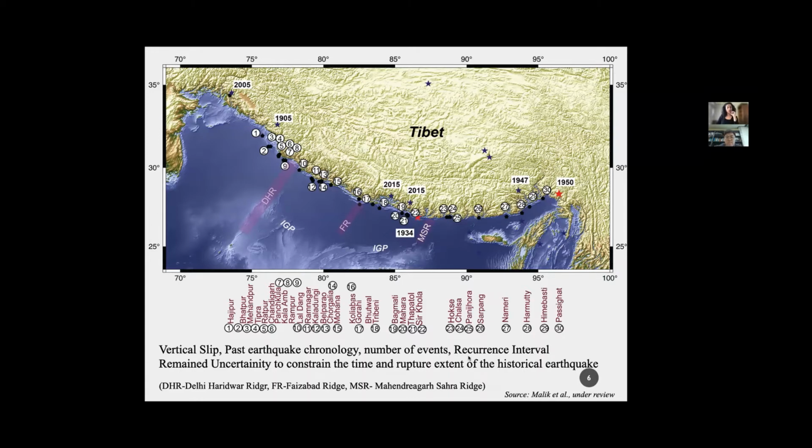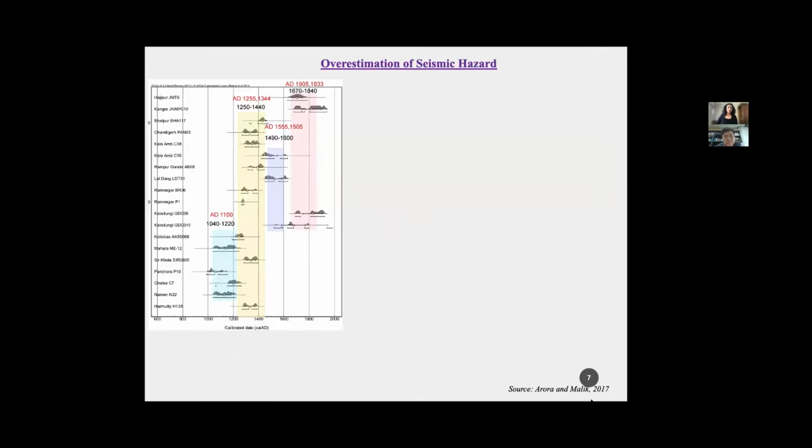However, despite having so many trenches, there is still some uncertainty to constrain the time and rupture extent of the historical earthquakes. So I decided to highlight how we can overestimate seismic hazard assessment in Himalaya because of the constraint in dating techniques.